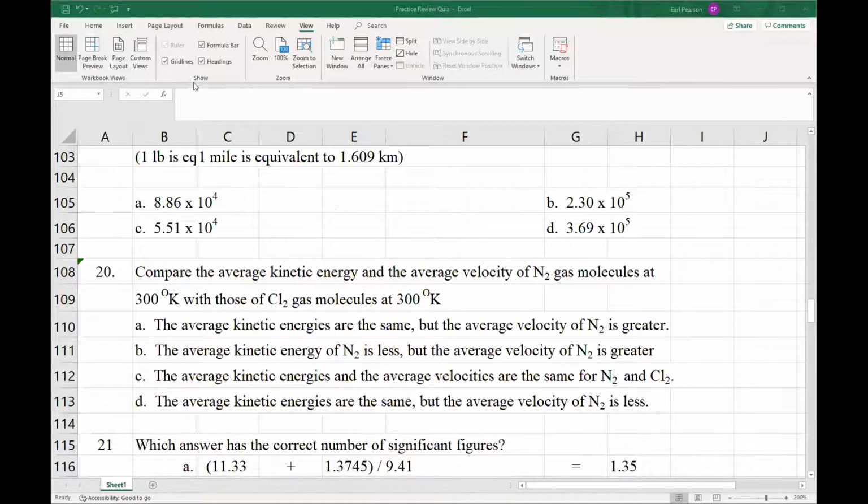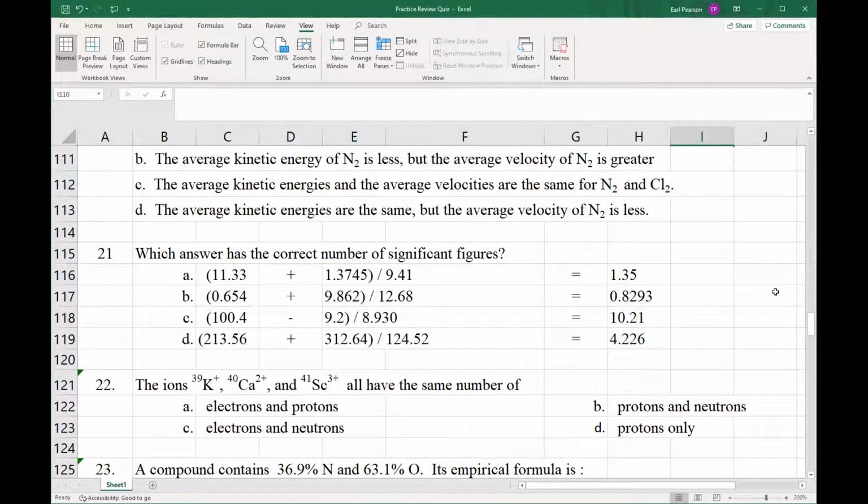Okay. Let's see what we do now with number 21. We're doing some math. Which answer has the correct number of significant figures?